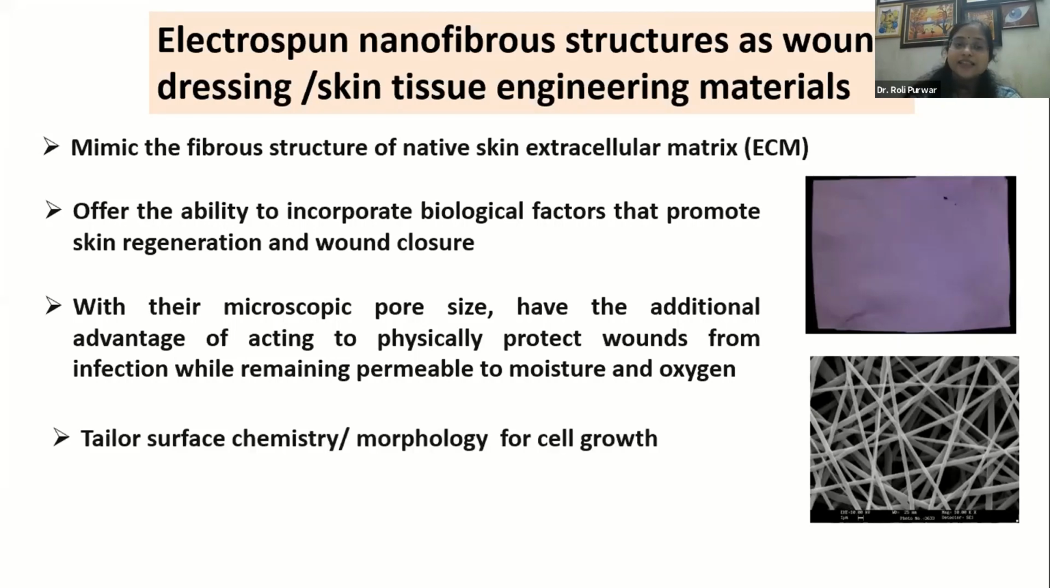We can also change the surface chemistry or morphology to grow the cells. We can add some material on these nanofibrous structures which can help promote cell growth. And we can also add some biological agent, whose delivery rate we can control at the wound site, so that the healing process will be enhanced.